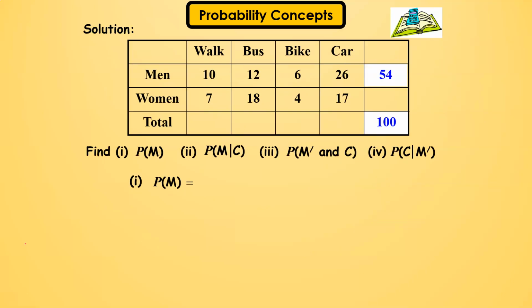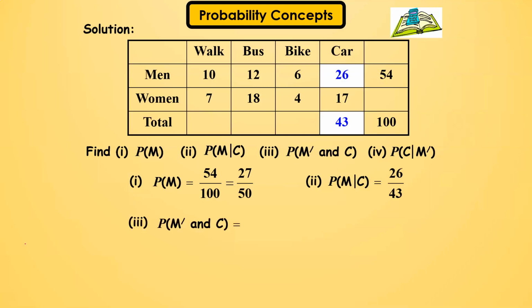Okay, so we've got 54 out of 100 for the probability they're male. Given they've got a car and they're male, it's 26 out of 43. Female and a car, it's obviously 17 out of 100 because there's no condition. And given that they're not male, so female, or the complement to male, it's 17 out of 46.